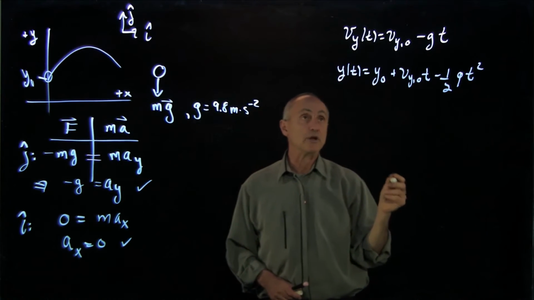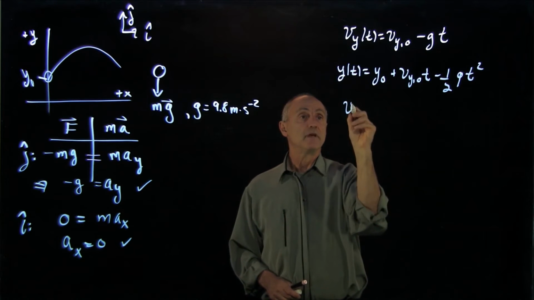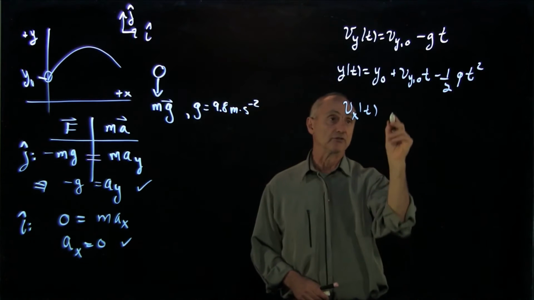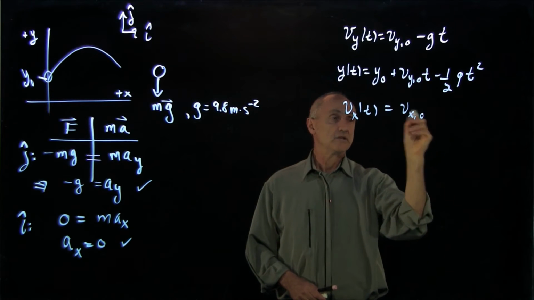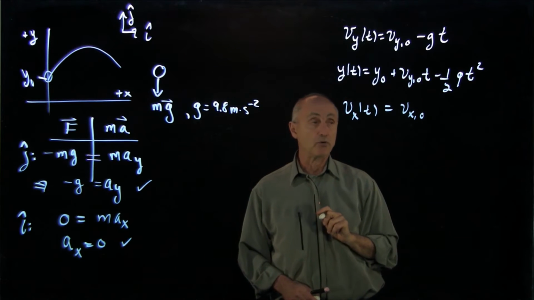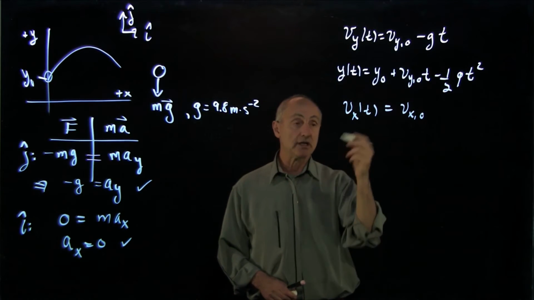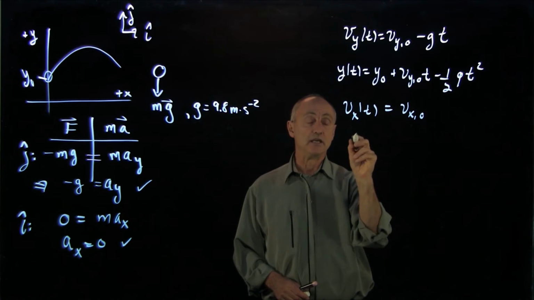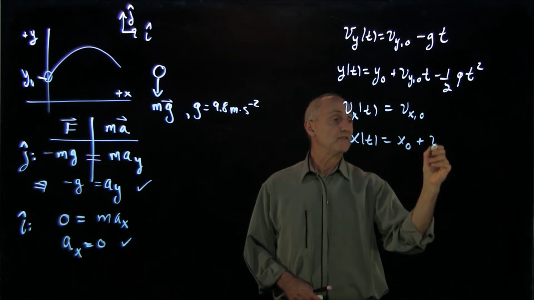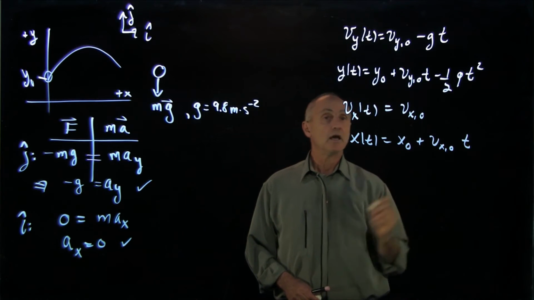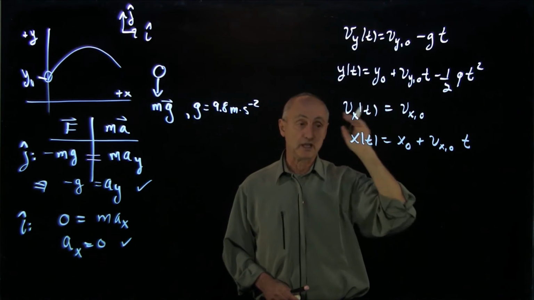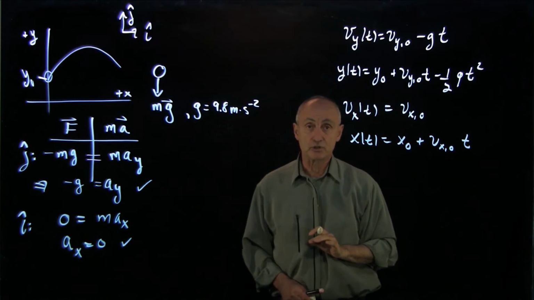Now, the horizontal equation of motion, the vx of t, because there's no acceleration in the horizontal direction, this is a constant value given by the initial value of the component of the velocity in the x direction. And the position, x of t, is then equal to some initial position plus vx naught t. And so those are our functions of time for the components of the velocity and the components of position.